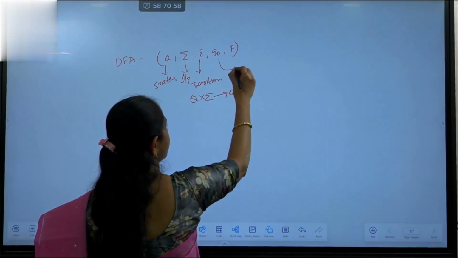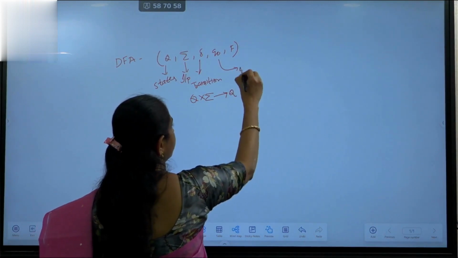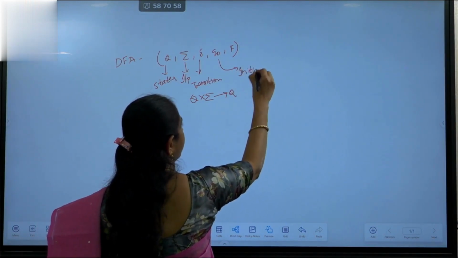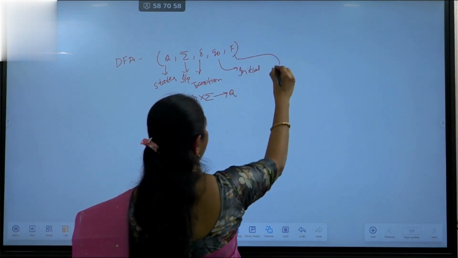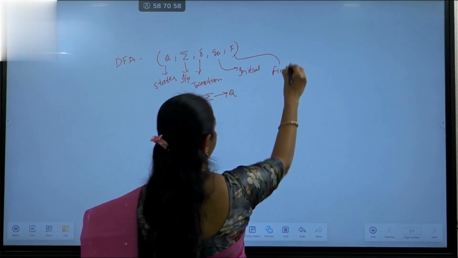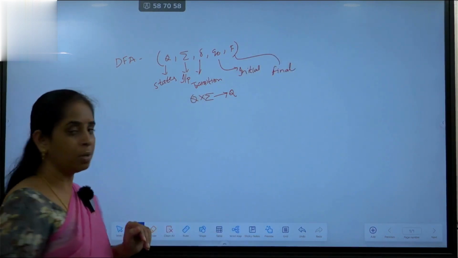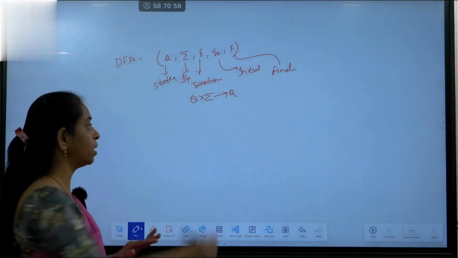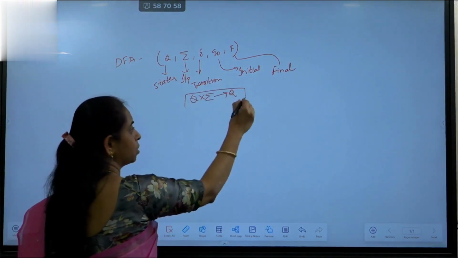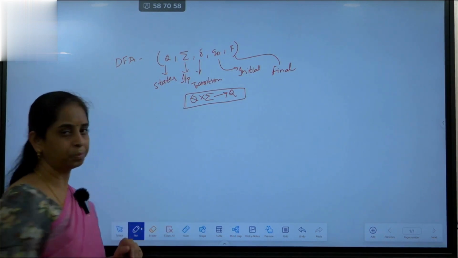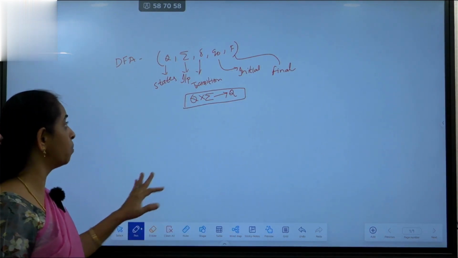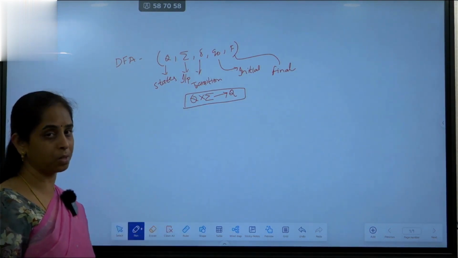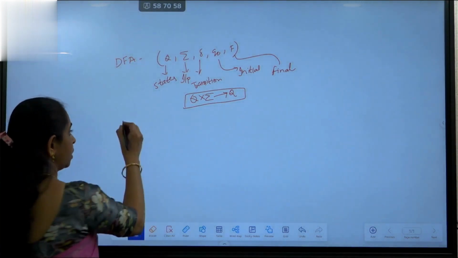Q naught is the initial state and F is the final state. So this is the formal definition of the deterministic finite automata, but we have to remember the transition function, that is Q into sigma to Q. Now we will see an example of how to construct the deterministic finite automata.